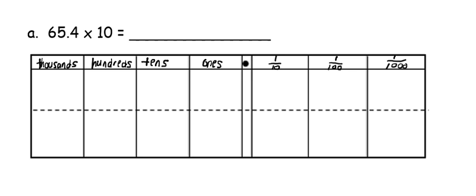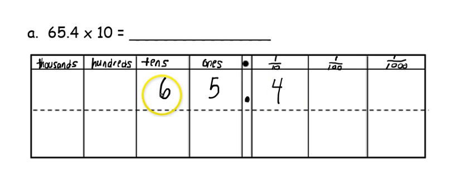So I have a problem, 65 and 4/10 times 10. I'm going to start by plugging in my first factor into the place value chart. So I have 6 tens, 5 ones, 4 tenths with my decimal point. So 65 and 4/10. I'm going to multiply by 10, which means each of my digits will become 10 times as great as I multiply them by 10.